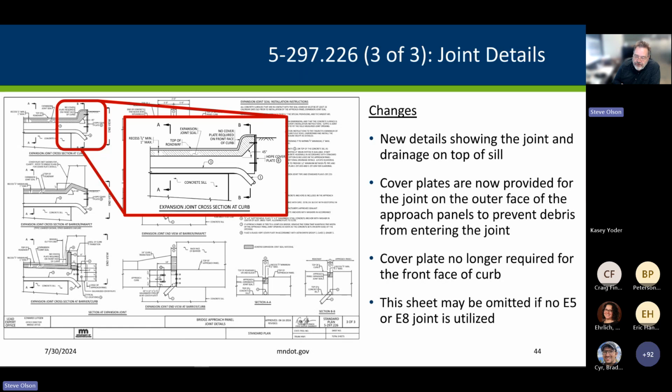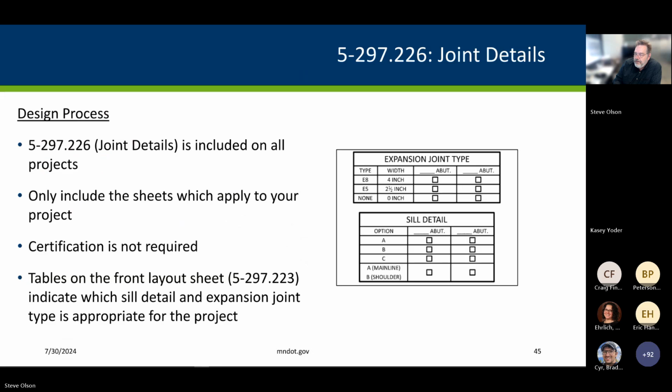If you've got a type C sill detail, you don't need this sheet at all. So basically, all you need to do for the design process is make sure you have the right boxes checked on the layout sheet, on that front sheet that gets certified. So these later sheets do not require certification.